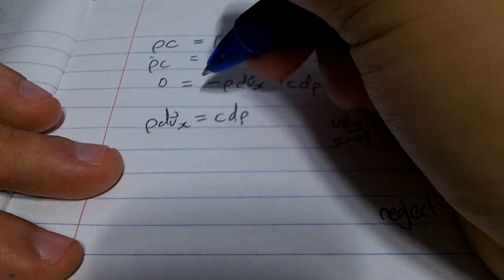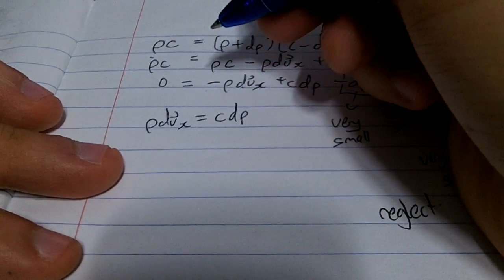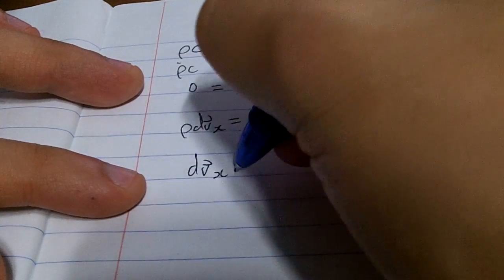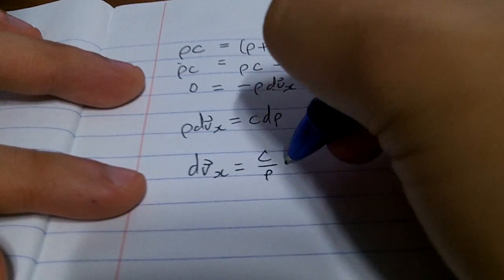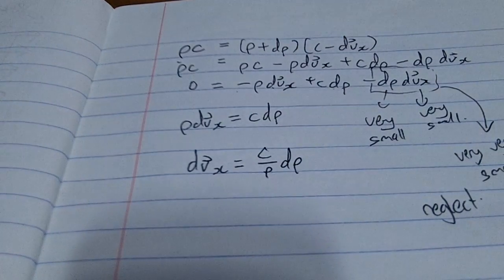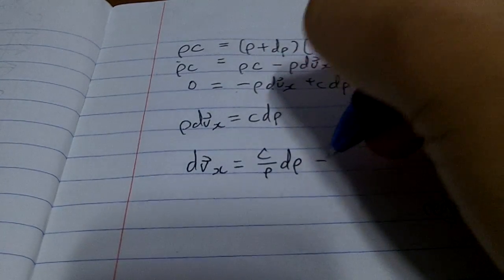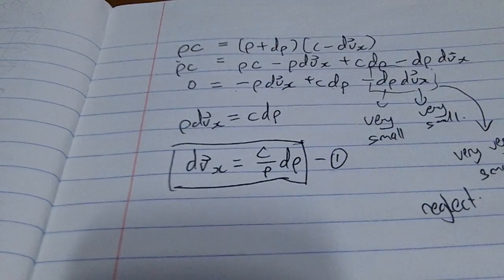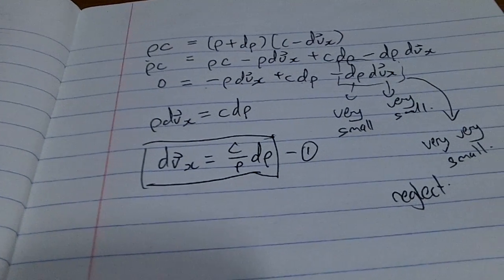So in the end, we'll just have rho dVx equals C d rho. And let's just make dVx the subject. dVx will be C over rho, d rho. This is our mass balance. Some people call it the continuity equation. I just like to call it mass balance.